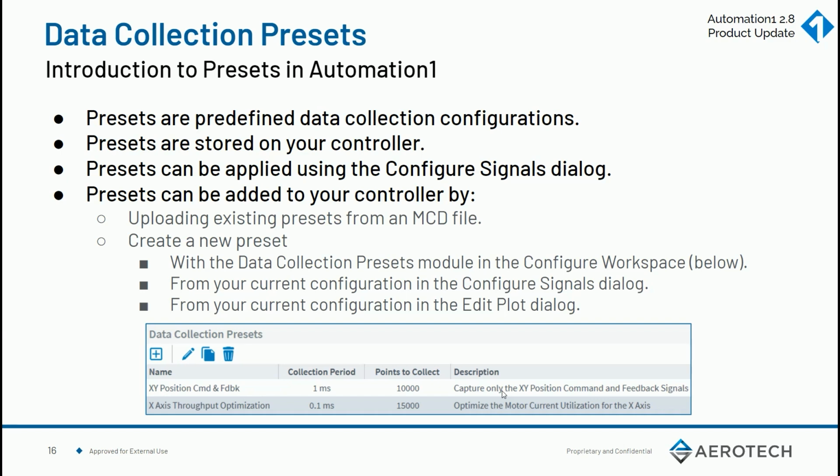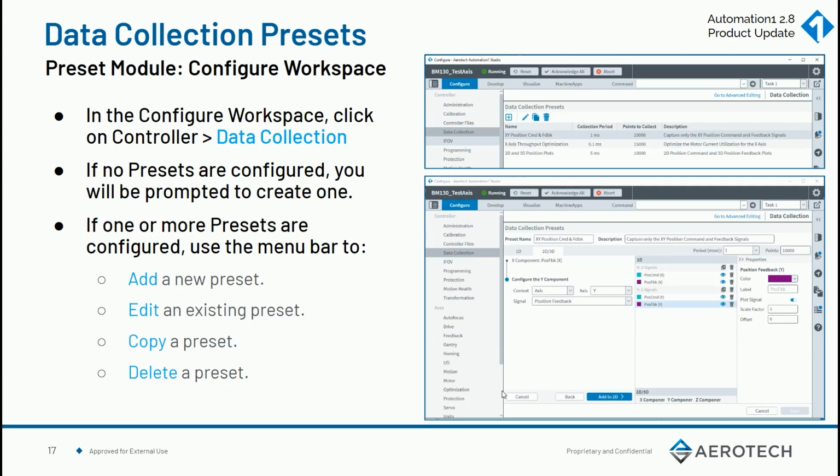Presets can be added to your controller by either uploading existing presets from a different MCD file. You can create a new preset with the data collection presets module in the configure workspace, and there's a screenshot of that below. Or you can create a new preset from your current configuration in the configure signals dialog, or from your current configuration in the edit plot dialog. Both of those are part of the data visualizer module in Automation1 Studio. So let's take a closer look.